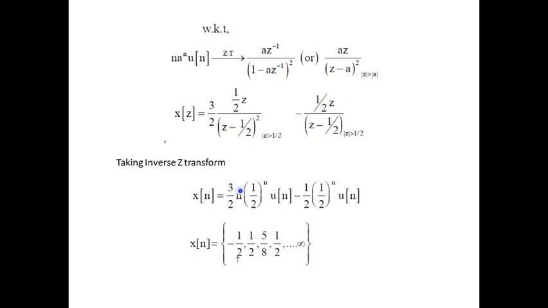So when we take the inverse, 3 by 2 n into a value, which is 1 by 2 power n u of n, minus 1 by 2 into 1 by 2 power n u of n. So when we simplify the values of this, we get x of n given over here.